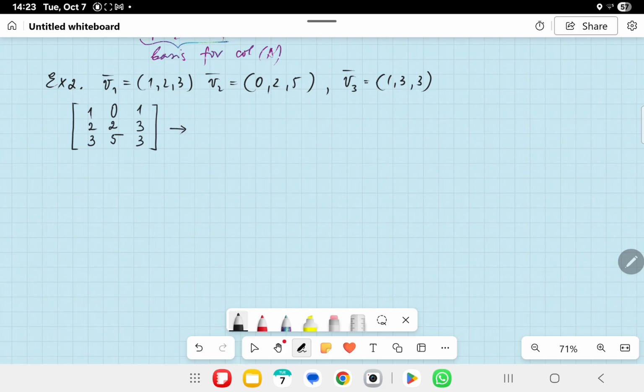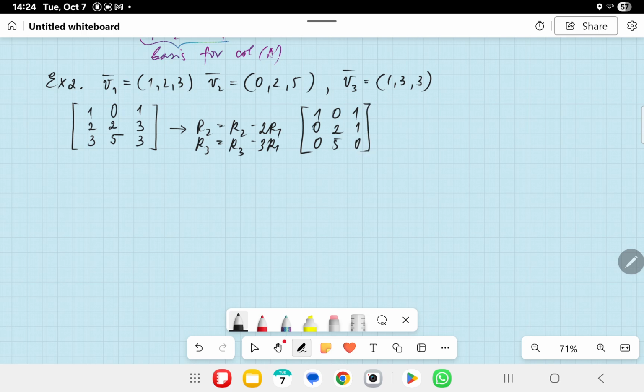So I'm going to take, well, row number 1 is already having 1 over here, so we don't need to do anything with it. So I'm going to modify row number 2. Row number 2 equals row number 2 minus 2 row number 1, right? And I'm going to simultaneously modify row number 3 minus 3 row number 1. So my matrix is going to look like this. 0, 2, multiplied by 2, 2, 2, 1, and 3, 0, 5, nothing changes here. And if I multiply 1 by 3, subtract from 3, I'm going to get 0.